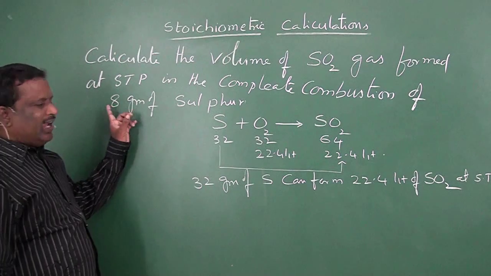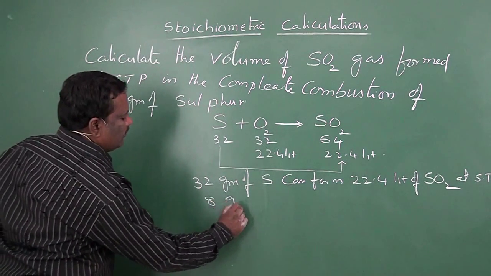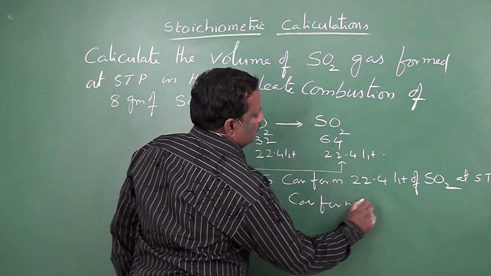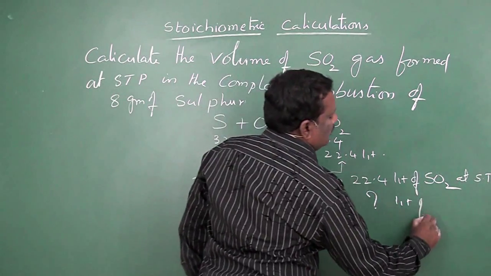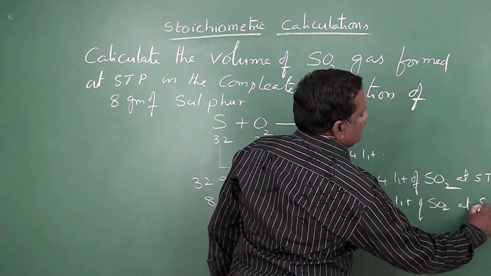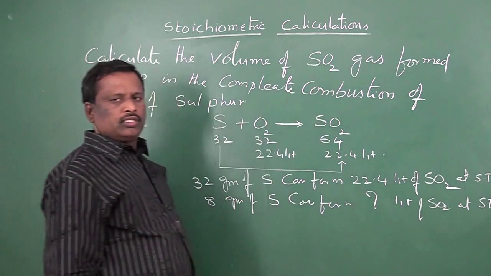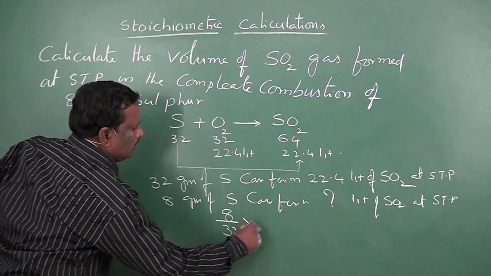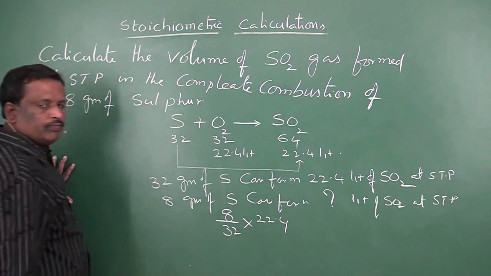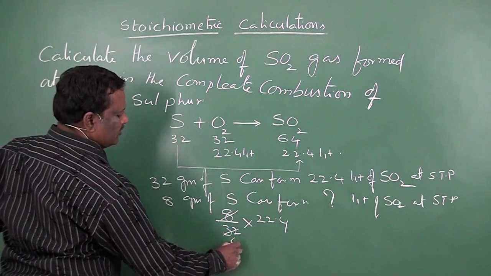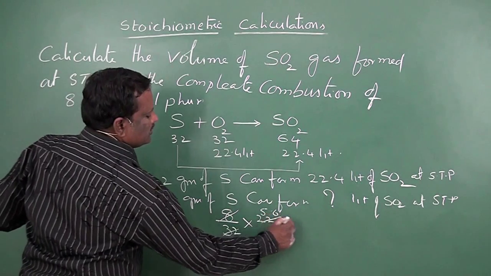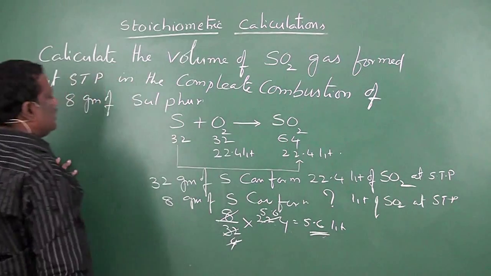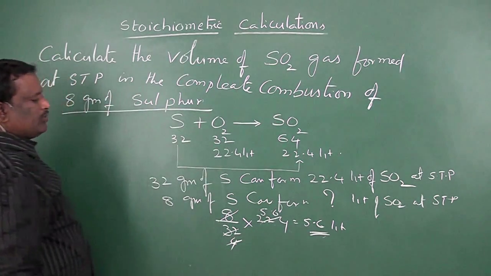Now here we have only 8 grams. So 8 grams of sulfur can form how many liters of SO2 at STP? That's the question. So it will be 8 by 32 into 22.4. Here it goes 4 times, 5.6. So we will get 5.6 liters of SO2 gas in the complete combustion of 8 grams of sulfur.